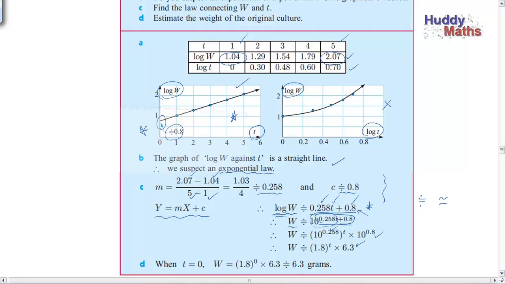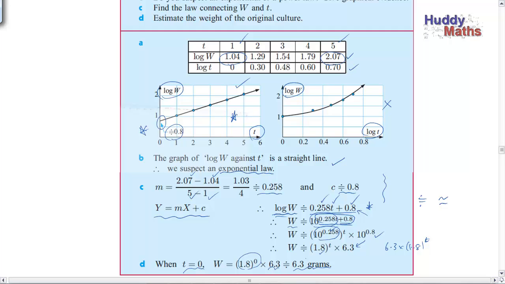Look on the calculator, get 6.3. And we look on the calculator, 10 to the 0.258, get 1.8. So we could write it as 1.8^t times 6.3. We usually write it the other way around, 6.3 by 1.8 to the t, a b to the x if you like that, to the t, not to the 2, to the t. And then we can work out when t is 0, what was the starting weight, and of course it's 1.8 to the 0, which is 1, times 6.3, which is approximately 6.3 grams.